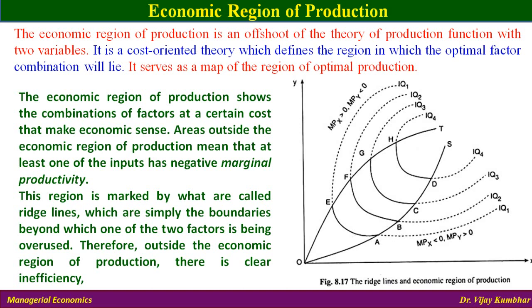This region is marked by what are called ridge lines, which are simply the boundaries beyond which one of the two factors is being overused. Therefore, outside of the economic region of production, there is clear inefficiency. It means if you go beyond this particular economic region, that production will be inefficient. Hence, this region is the efficient production region for the output. This is the implication or application of the expansion path, isoquant, and the economic region of the production.